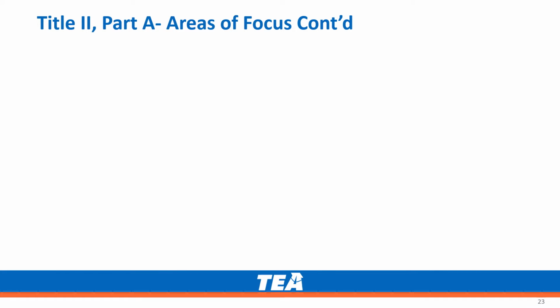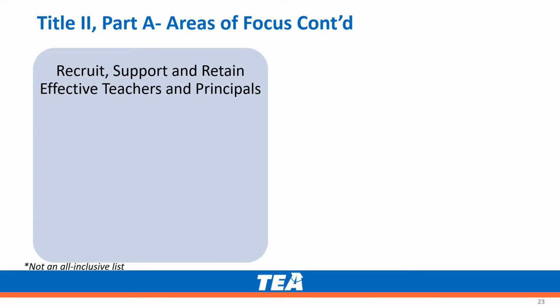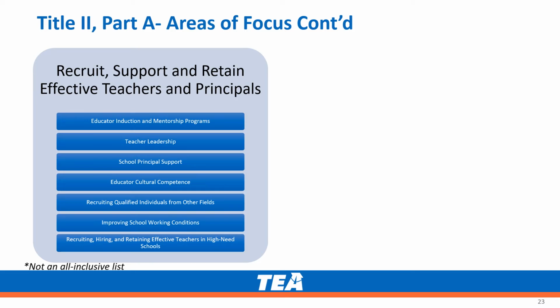For the first area of focus, there are several categories of activities that can be allowable under the Title II Part A program, such as educator induction and mentorship programs, teacher leadership, school principal support, educator cultural competence, recruiting qualified individuals from other fields, improving school working conditions, and recruiting, hiring, and retaining effective teachers in high-need schools.